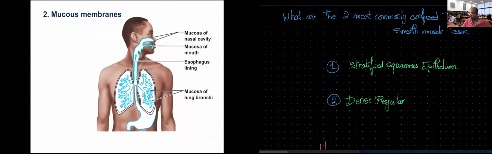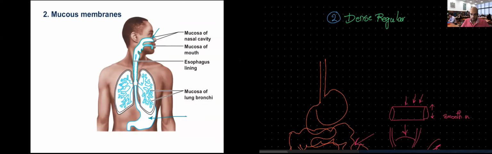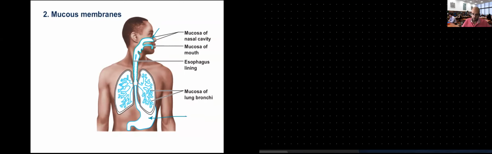Another type of membrane that will also be covered with epithelium will be the mucous membranes, and the mucous membranes are like the membranes lining your respiratory tract, and the mucous membrane lining the gastrointestinal tract. And can you remind me of the type of epithelial lining of those different parts of the gastrointestinal tract and the respiratory tract?